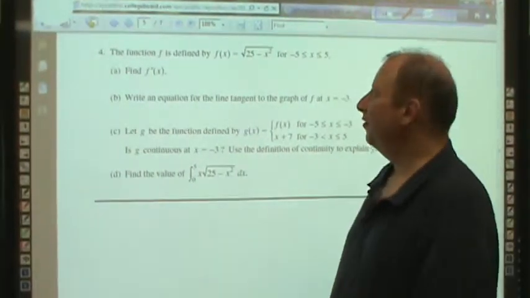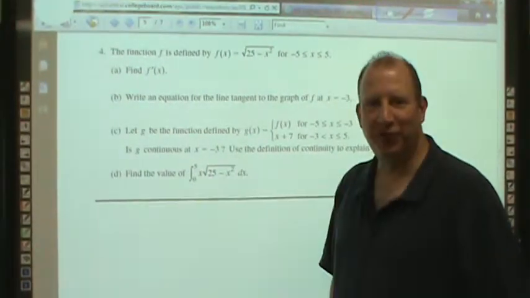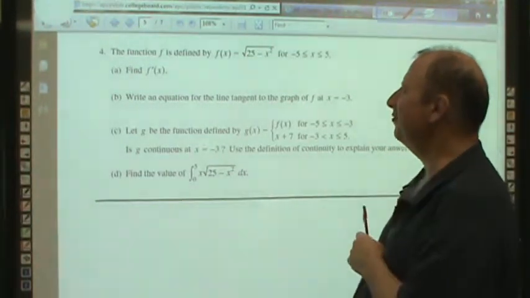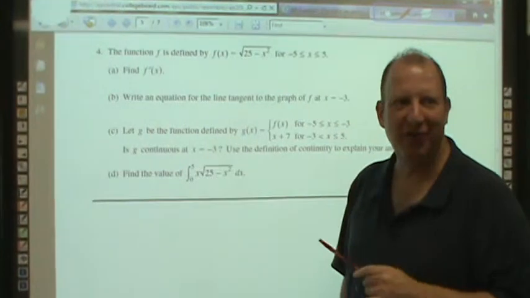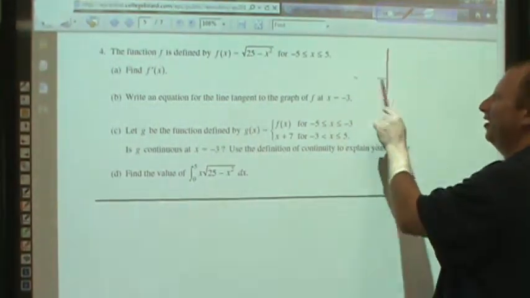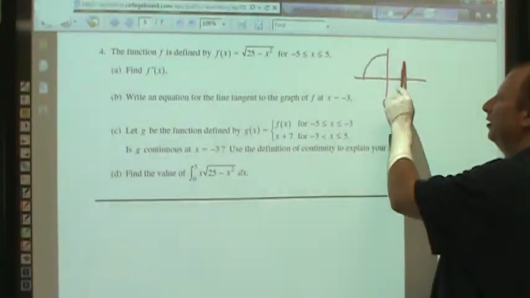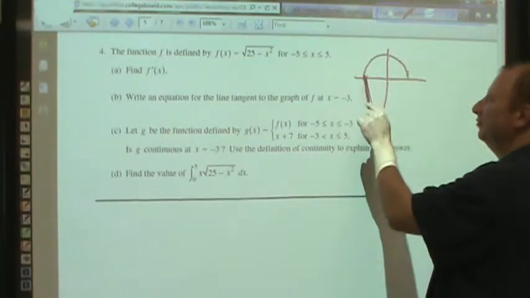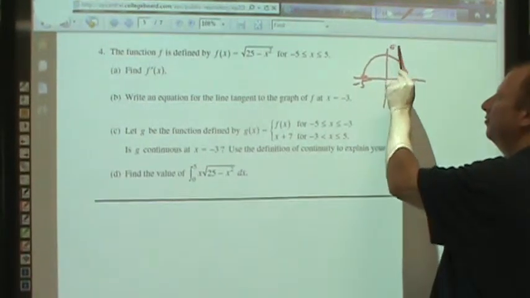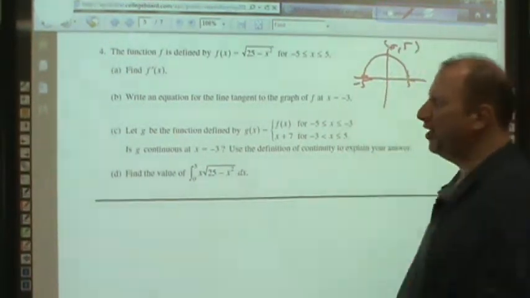Hi. Question number 4 in the 2012 AP exam. The function is defined by f of x equals the square root of 25 minus x squared. Just in case you don't know the shape, it happens to be a semicircle from negative 5 to 5, with height 5 at 0. Just keep that in mind.